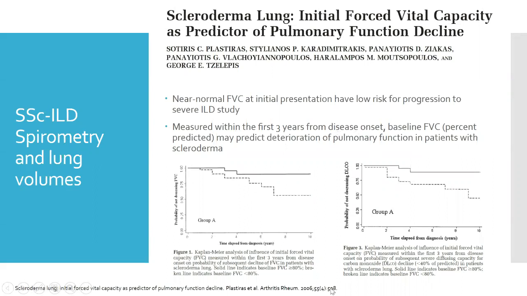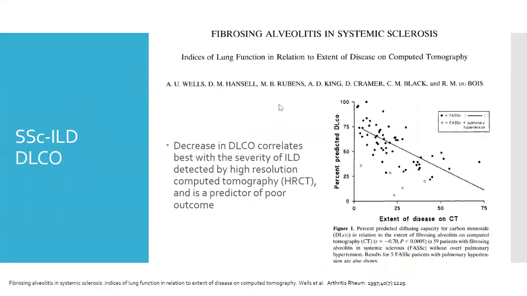This study, again published in the Arthritis and Rheumatology Journal, looked at patients and segregated them into an FVC above 80% on admission and an FVC below 80% on admission, and this FVC was done in the first 3 years of presentation. What they saw was that a near normal FVC at initial presentation has a lower risk for progression to severe ILD. So an FVC can be not just diagnostic, but also important in prognosis and understanding which patients can progress. DLCO is, again, a very important thing to look at.